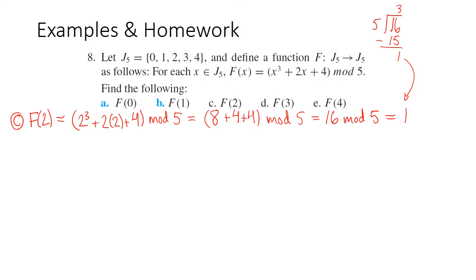Okay, so part D, capital F of 3, we're just going to do the same thing. So this is 3 cubed plus 2 times 3. That is 2 times 3, but that's not what I wanted to write.